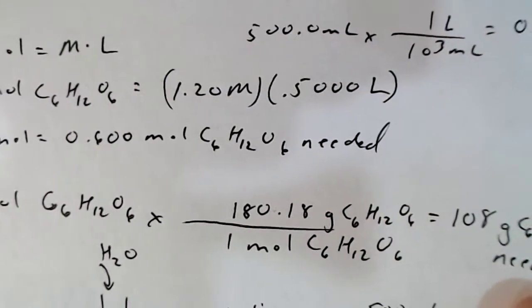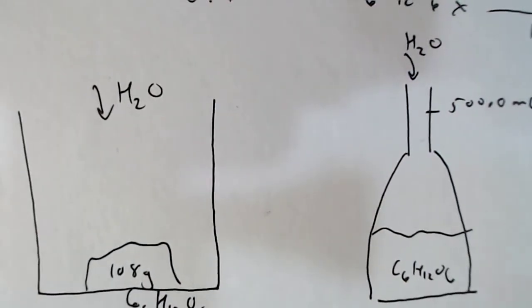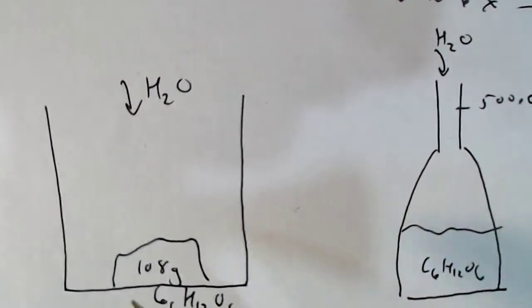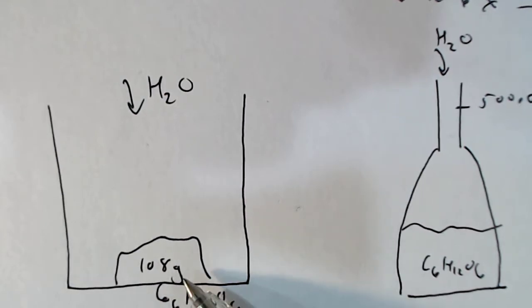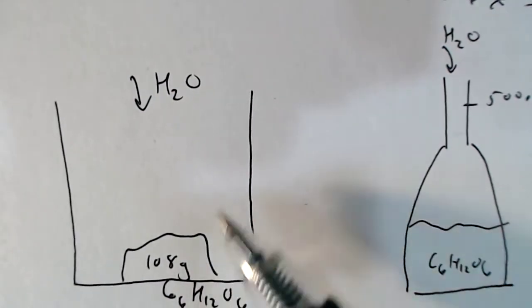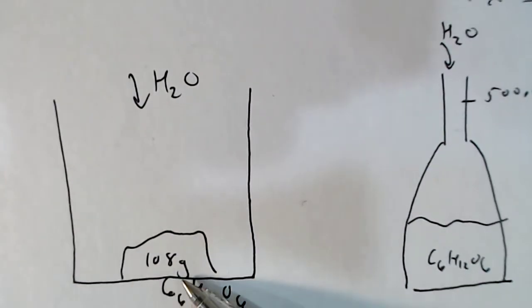So in order to make 500 mL of solution, should you combine 108 grams of glucose with 500 milliliters of water? No, that would make more than 500 milliliters of solution because the glucose occupies space. If you have 500 mL of water and you add to that extra glucose, you're going to get more than 500 mL of solution. So instead, what you want to do is measure out 108 grams of glucose and add some water to it until it's dissolved.